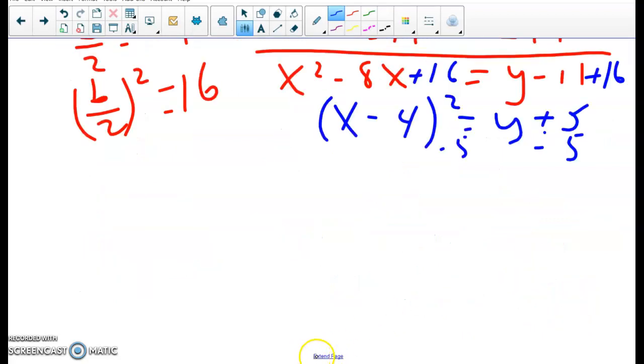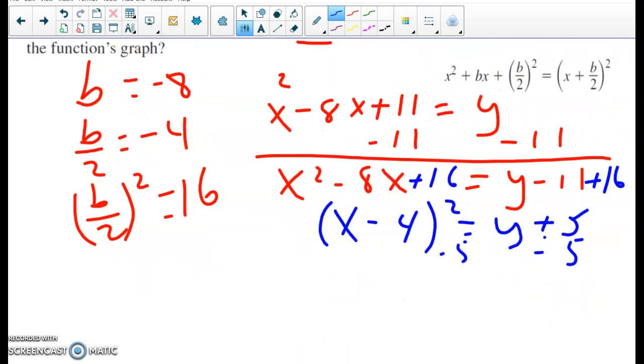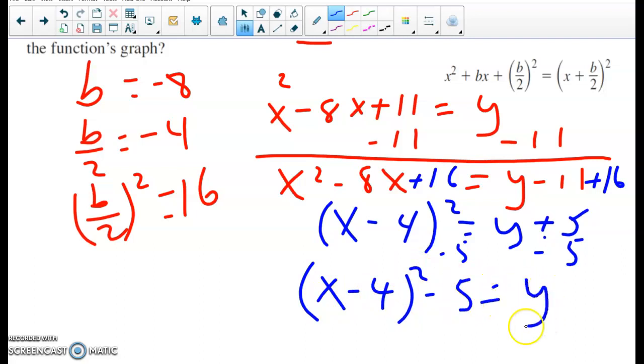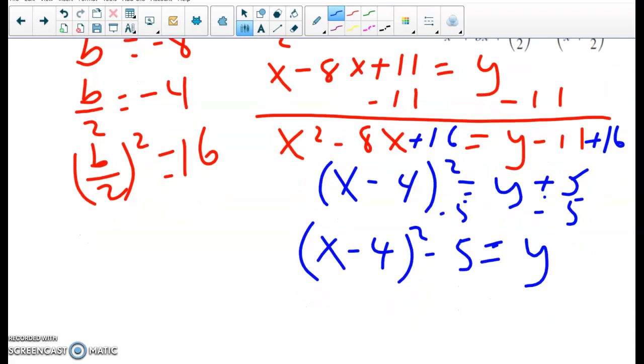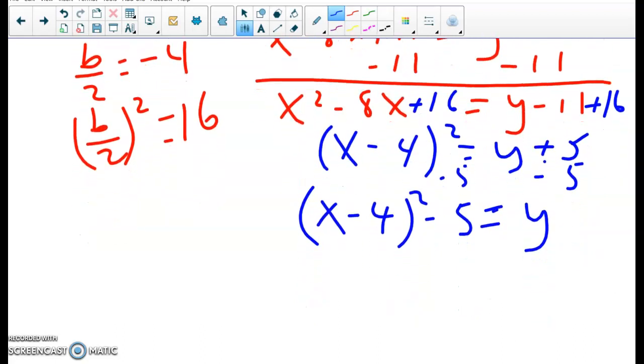All right, let's give ourselves a little bit more room. And now we have parentheses. x minus 4 squared minus 5 is equal to y. And look at how nice that is. That's now in vertex form. So what's the vertex of our parabola? It's the opposite of what's inside the parentheses, so it's 4, 5. And that's the vertex of the parabola.